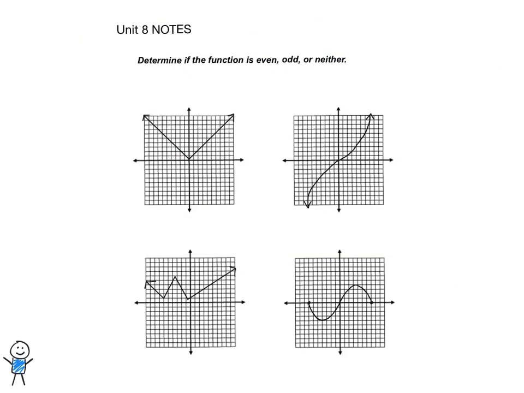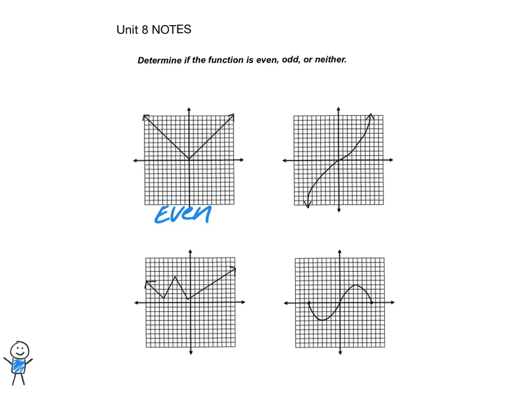On this slide, it asks to determine if the function is even, odd, or neither, and we have four different functions here. So let's try to apply what we learned on the previous slide. On this top left example, if we look at our function, it is a mirror image across the y-axis. So it is symmetrical about the y-axis, making this an example of an even function based on the definition as before.